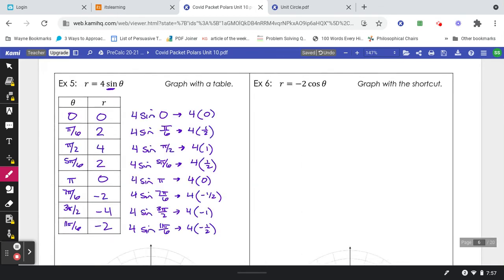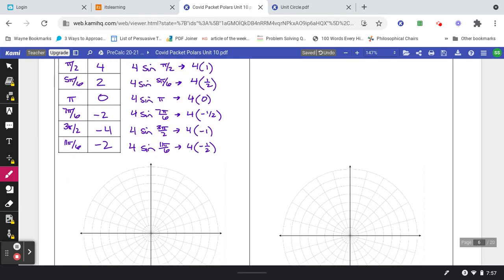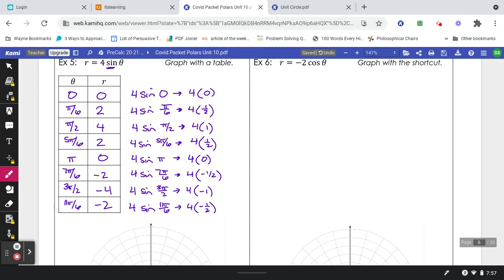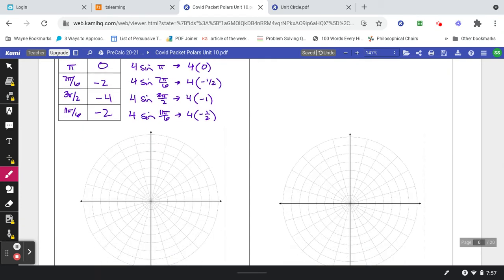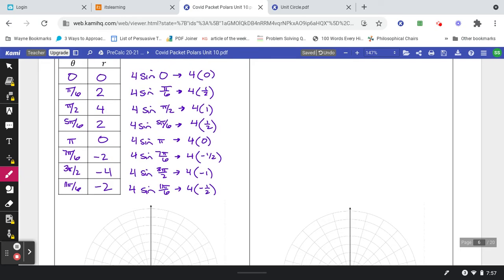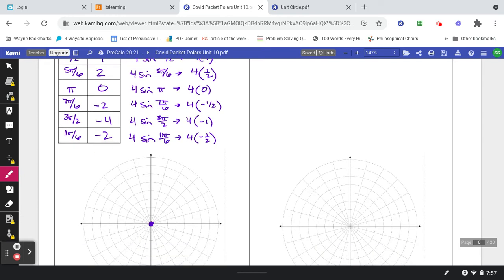All right, so again, long process, but we're only going to have to do this once just to see the shape, and then we'll go with some shortcuts. As I plot each of these points, 0, 0 would be a dot right here in the center. I took care of that one. Next one, I have pi over 6, 2. Pi over 6 is going to be right here, and I just want to go out 2 in that direction.